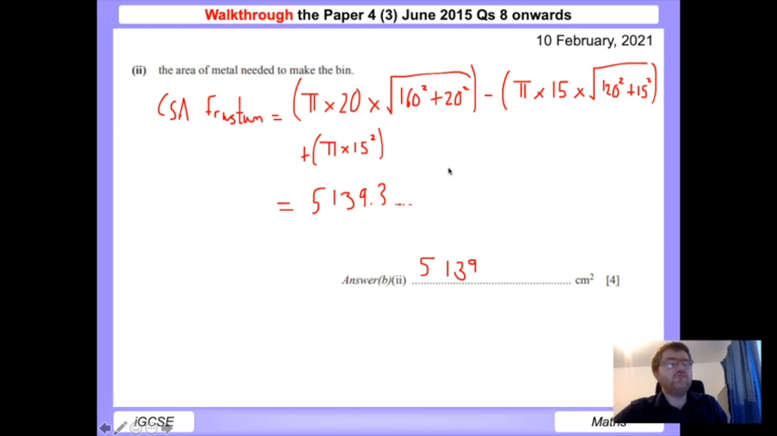Notice, I haven't really written too much working there, but it's very condensed, yeah? This is the curved surface area of the large frustum. This is the curved surface area of the small frustum. We take one away from the other, and then we don't forget, of course, to add in the base circle as well.